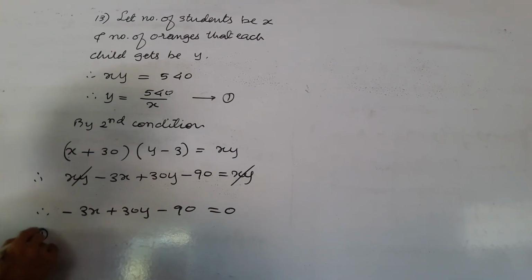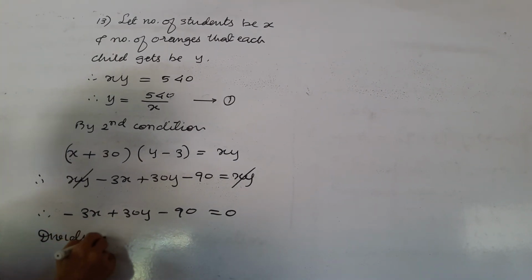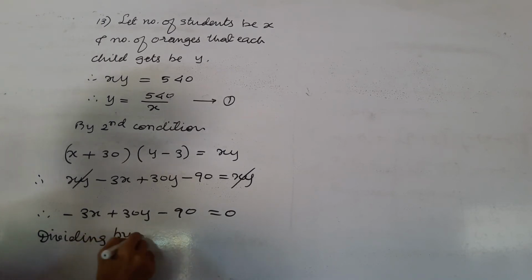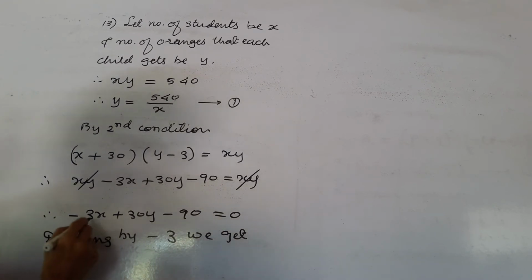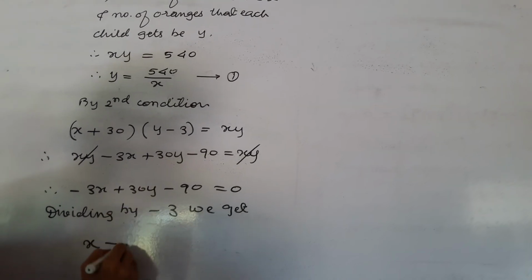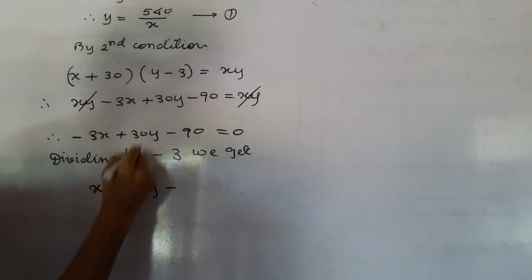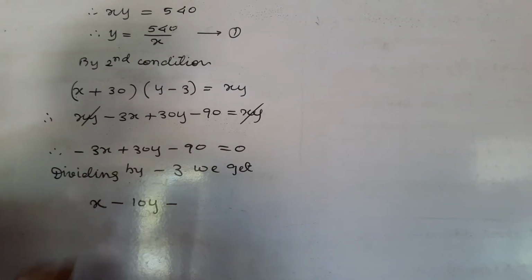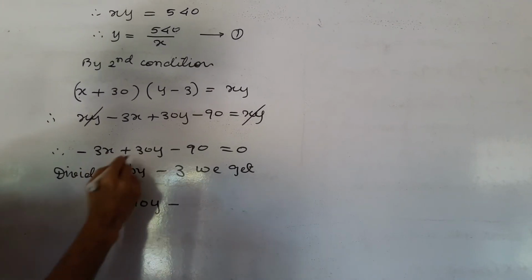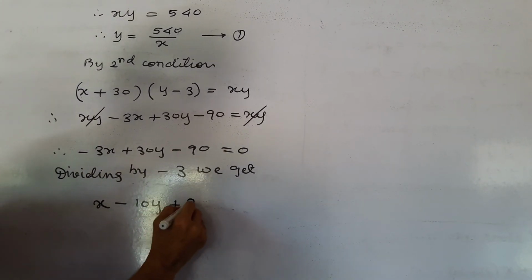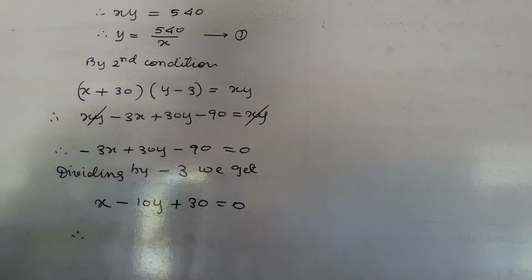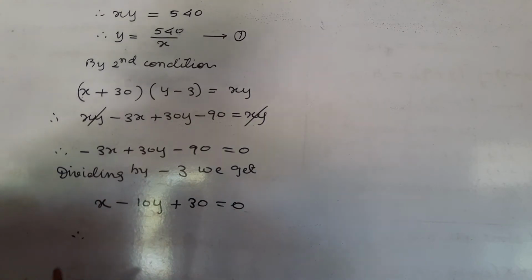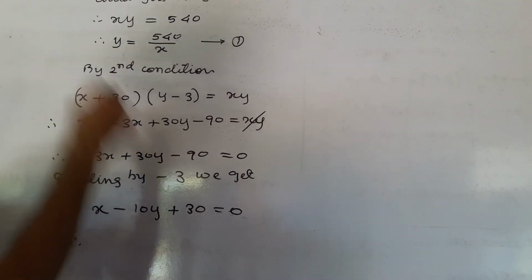So dividing by minus 3, we get x plus 10y, but this plus will be minus, because we are dividing by a minus sign. Take note, we are dividing by minus 3. Plus here 30 will become 30, is equal to 0. Now here are two variables, so we need two equations. One equation we have here already, and this is the second equation.